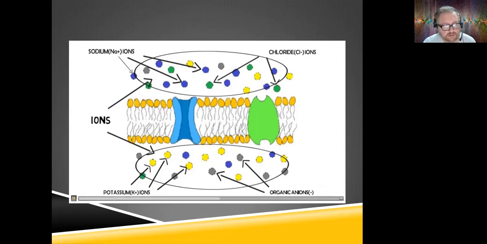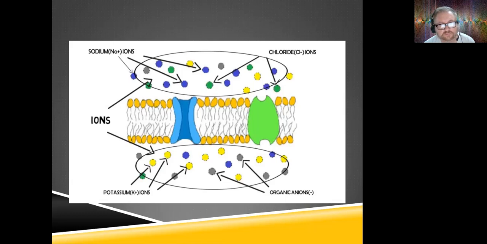When a neuron is at rest, the... Oh, and by the way, those organic anions that he's talking about here that are inside the neuron, those are the same as the negatively charged protein ions that I had mentioned on the previous slide. Potassium ions and organic anions are more prevalent inside the cell.